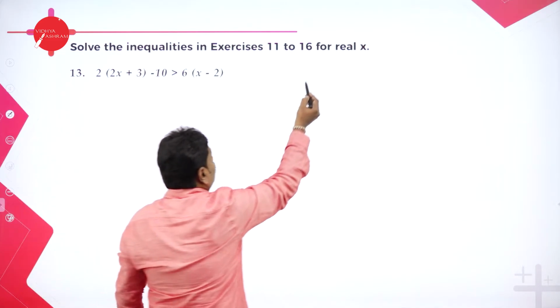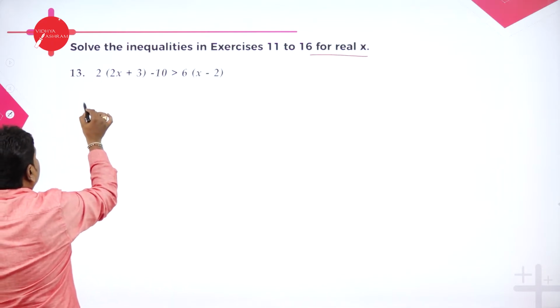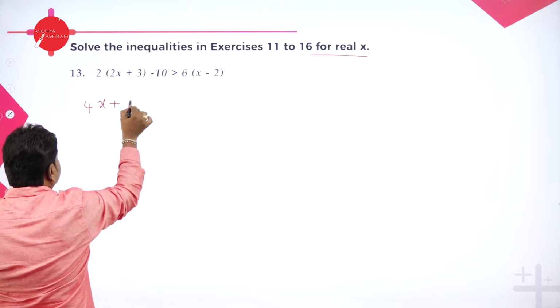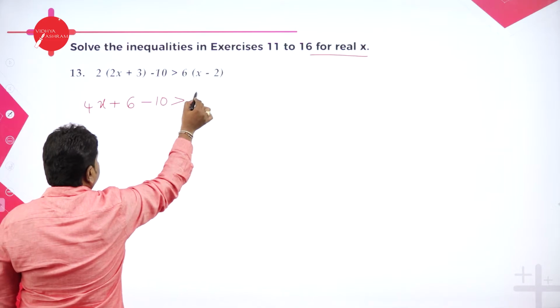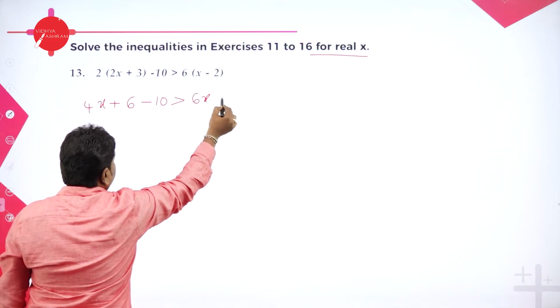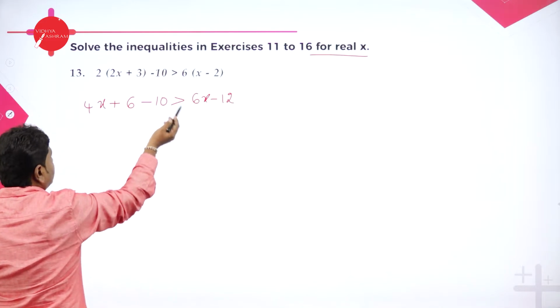Again, they told x is what? Real number. So now solve this. Multiply, 2 2s are 4x plus 2 3s are 6 minus 10 greater than 6 into x is 6x minus 6 into 2 is minus 12. So bring x terms to one side.